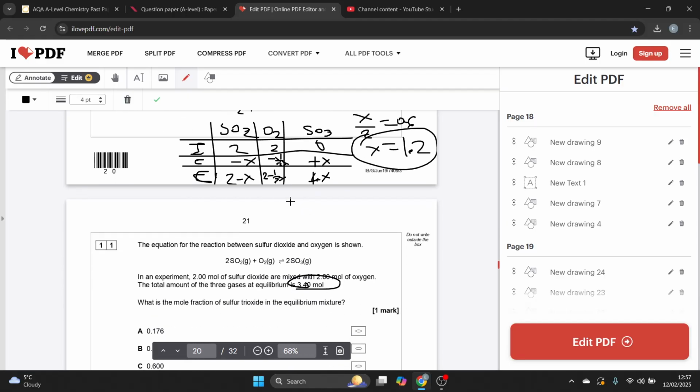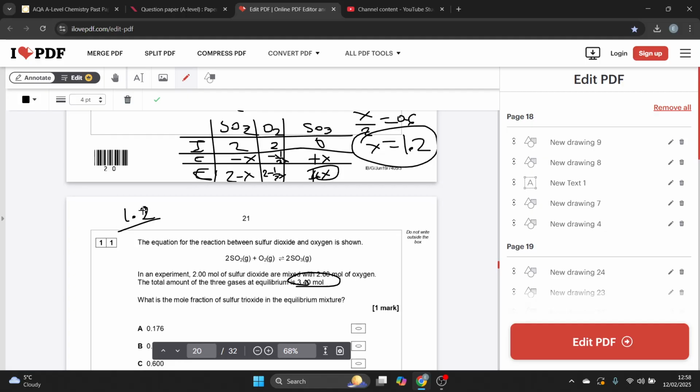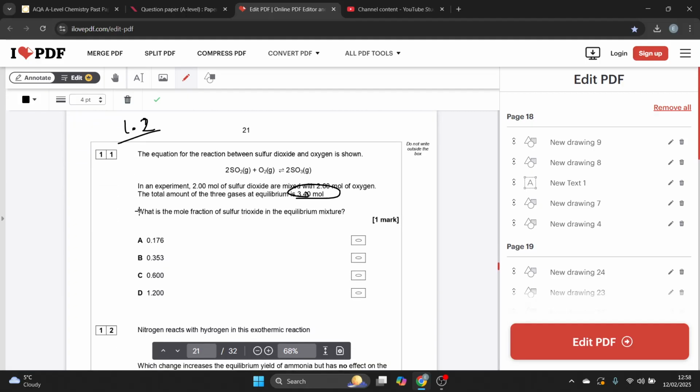Now we're nowhere near done. Well, almost. The mole fraction of sulfur trioxide, well, I know SO3 in the equilibrium mixture is x. So it's going to be 1.2 over the total amount of 3 gases, 3.40. And I get B, 0.353.